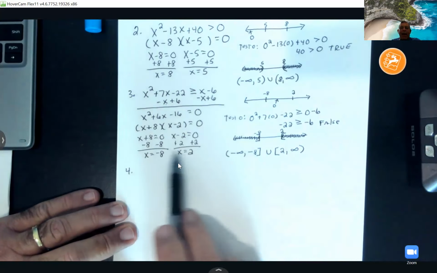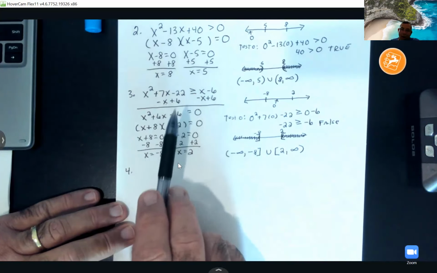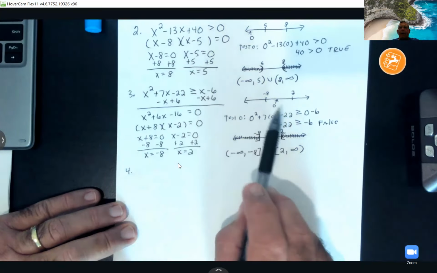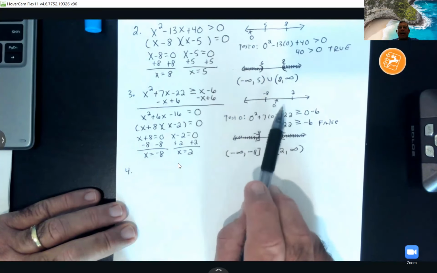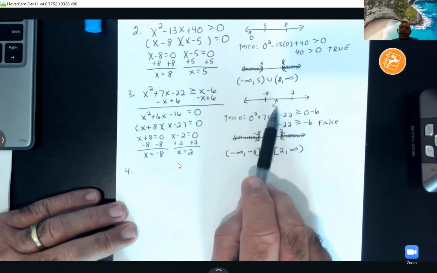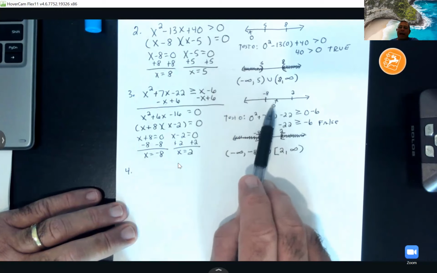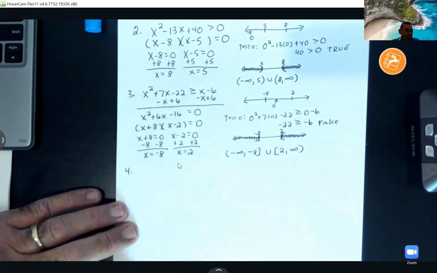So y'all are not too bad. The trick is being able to solve them for your two numbers and then setting up that number line and testing a test point. Now, I ain't going to lie, you can test any number you want to, okay? But 0 is probably the easiest one that you can plug in and get done really quick, okay?